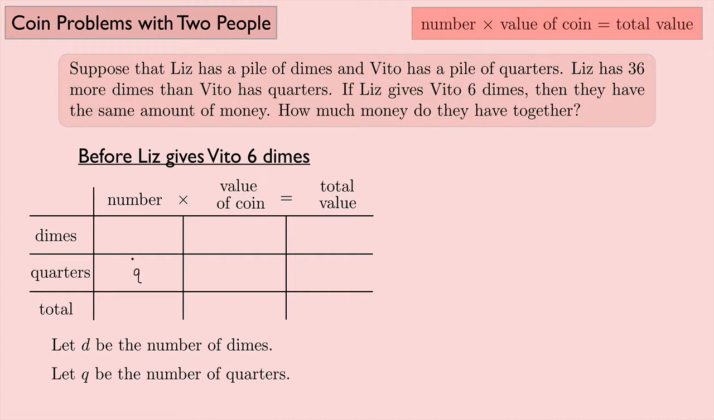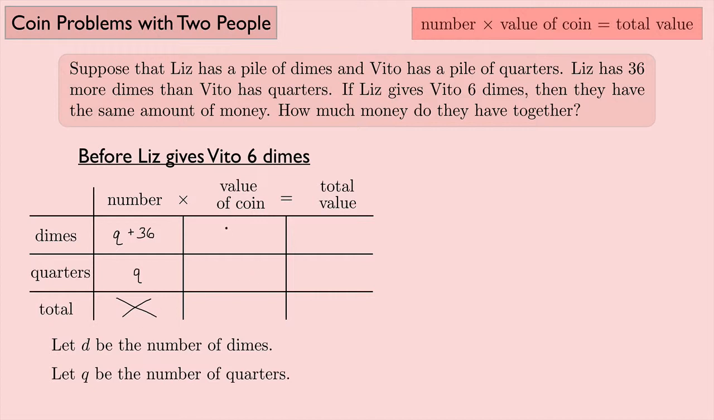Now to get the number of dimes, if we read up here, it says Liz has 36 more dimes than Vito has quarters. So that means if I take the number of quarters and add 36 to it, that should give me the number of dimes. I don't know anything about the total number of coins, so I can ignore this part right here.